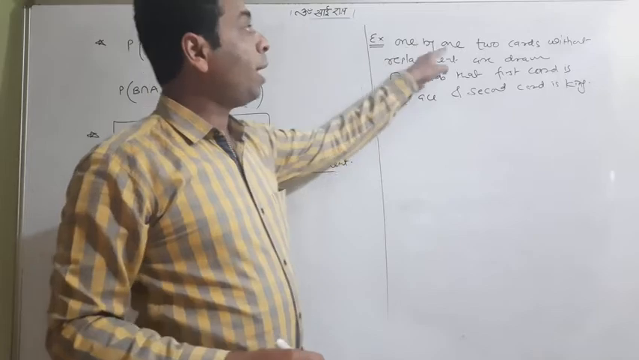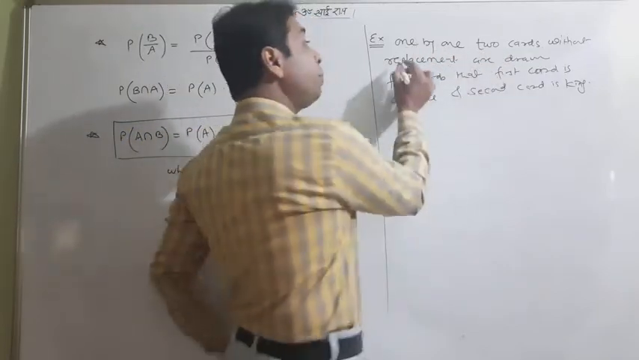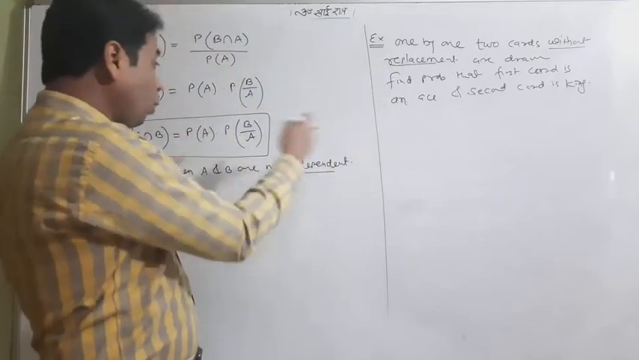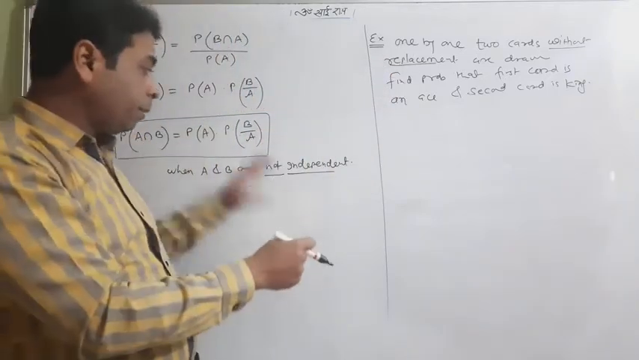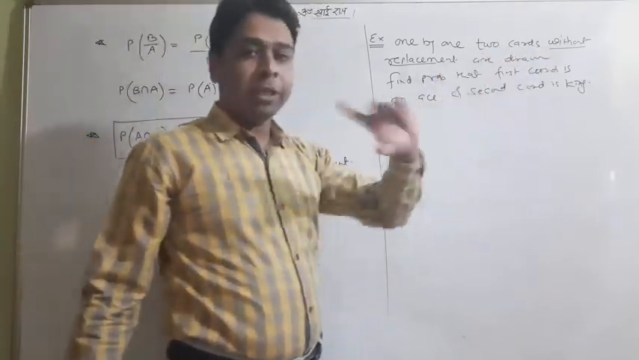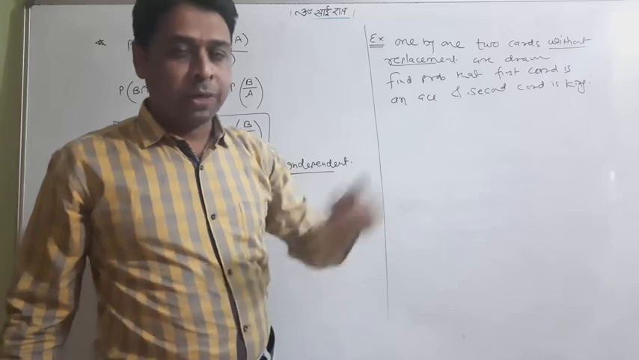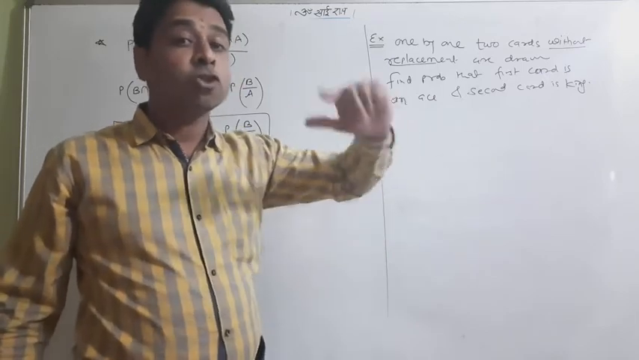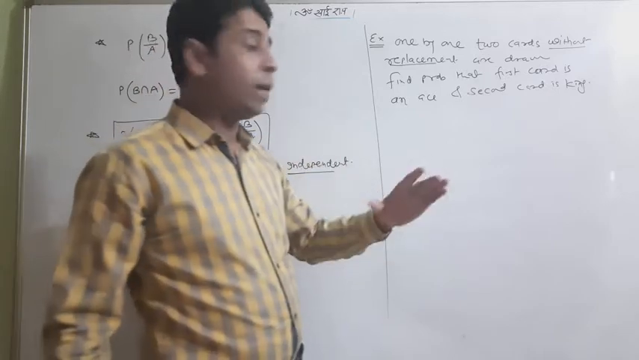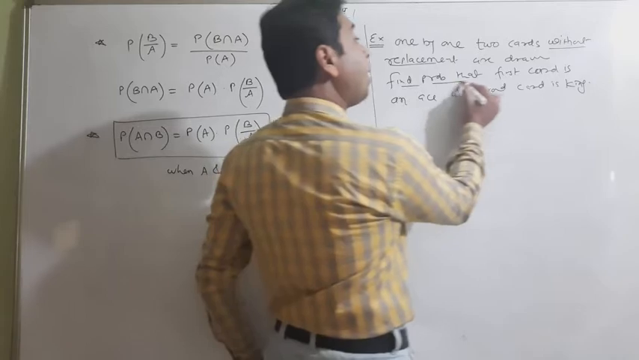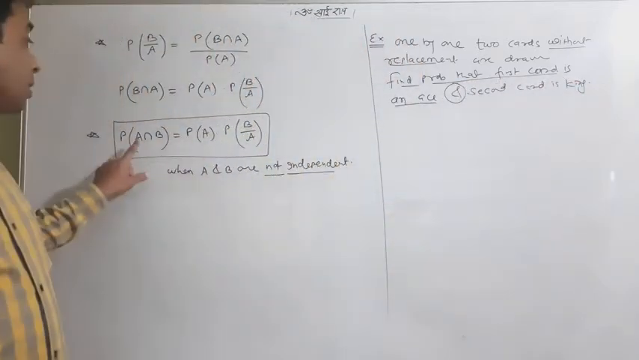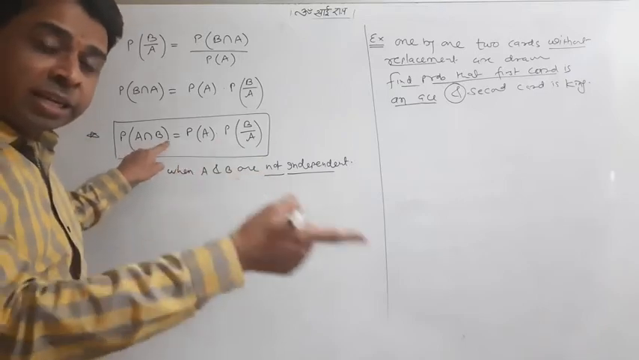Look at one by one, two cards without replacement. That is a very important thing which indicates the formula: this formula is applicable when the events are not independent, and definitely when it is without replacement, the events are not independent. The first card is drawn and kept aside, then the second card is drawn, so the two events are not independent. Now the question says find the probability that the first card is an ace card and the second card is a king card.